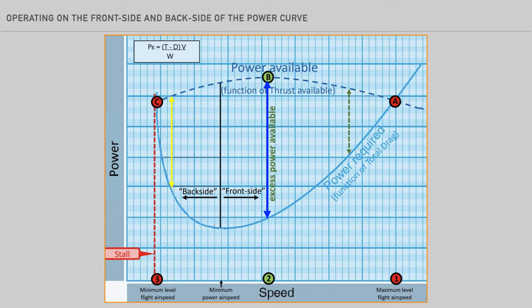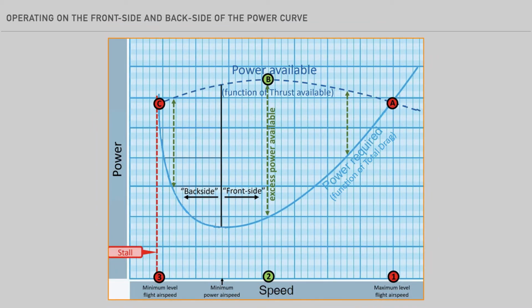The minimum power airspeed, also known as maximum endurance airspeed, marks the division between the front side and the back side of the power curve. This is not the same as best glide speed. Also notice how on the back side of the power curve, it takes a relatively small change in airspeed to gain considerable excess power. Let's dig a little deeper on what's going on.